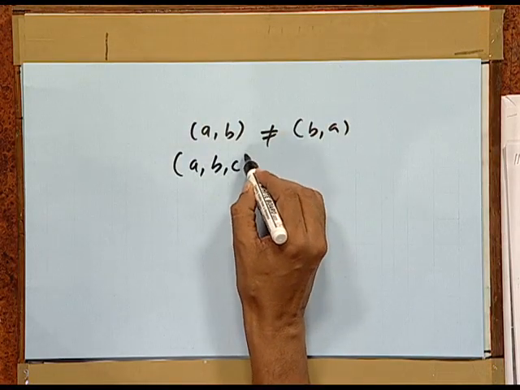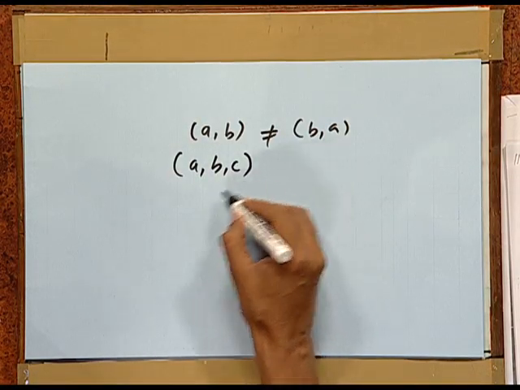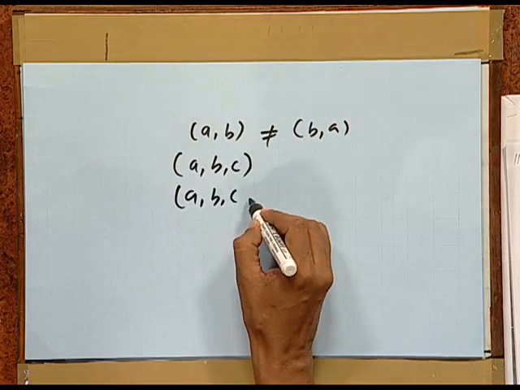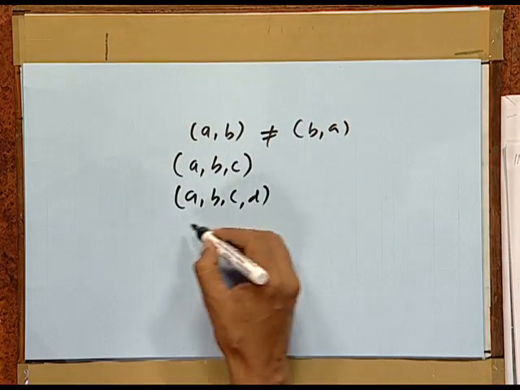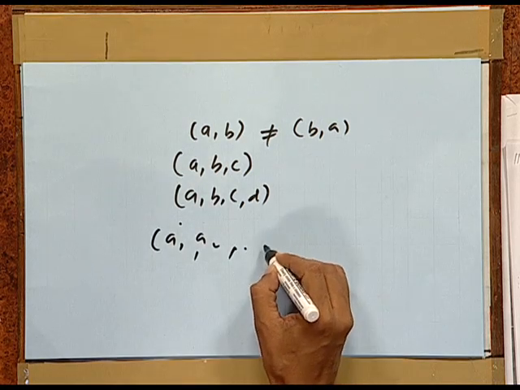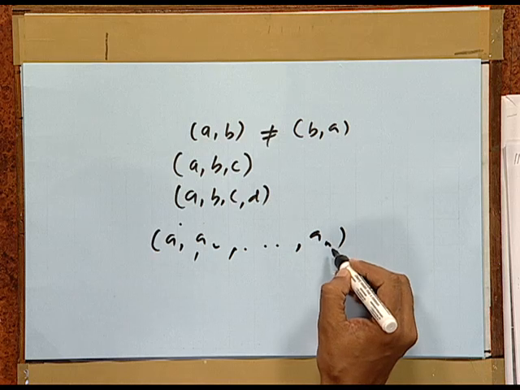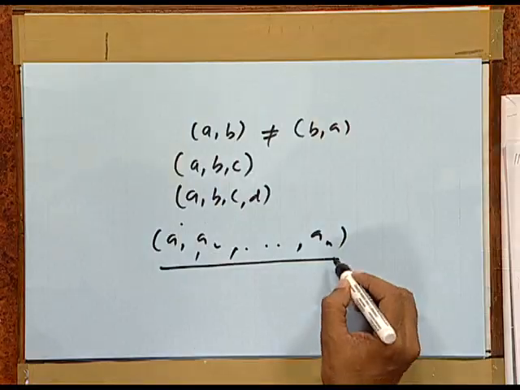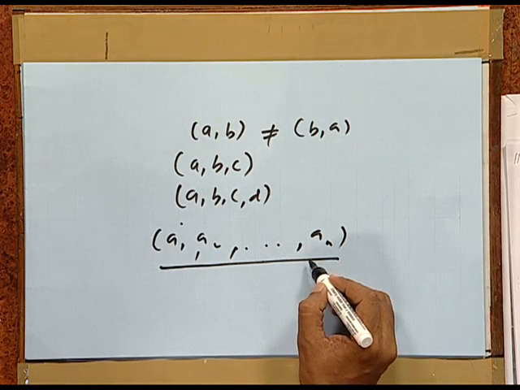It makes sense. Similarly, this is an ordered triple. We can have an ordered quadruple. In this manner, we can have n terms like this, which we call an ordered n-tuple. This thing can also be called a sequence of n elements, a1, a2 and so on up to an.